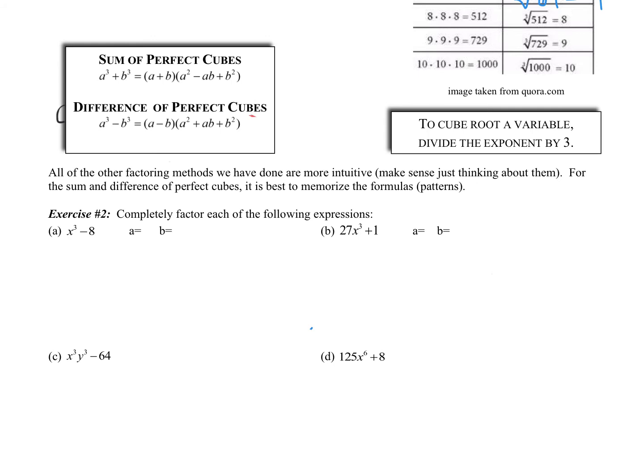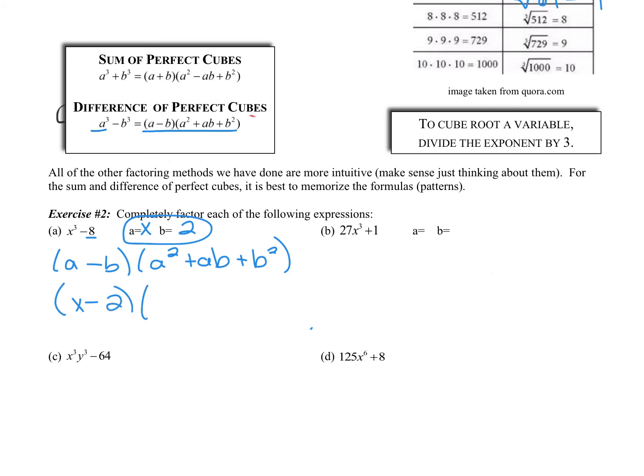Okay, so looking at this, my A value, what is cubed, we said was X. And my B value, what's cubed here, is 2. So once I identify those, I'm just putting them into this formula. For the first time, I'm actually going to write down the formula so I can plug them in and really see what's happening, but I don't have to write it every time. So A minus B is going to be X minus 2. A squared is going to be X squared. AB is X times 2, but we write that as 2X. And then B squared is 4, okay?